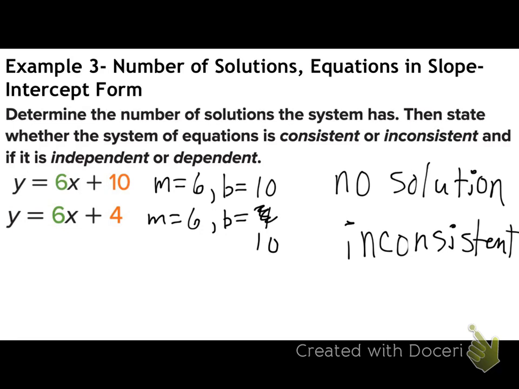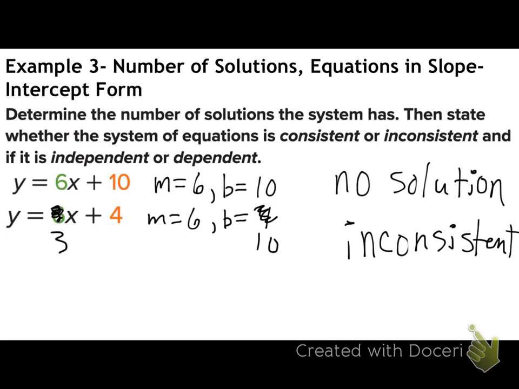If we got different slopes, are these going to ever be parallel? No. They're also not going to be the same line if they have different slopes. So they're going to intersect at one point, meaning how many solutions do they have? One. So it would be consistent and independent. Okay? Any questions about examples 1 through 3?